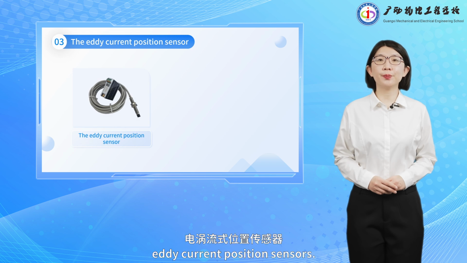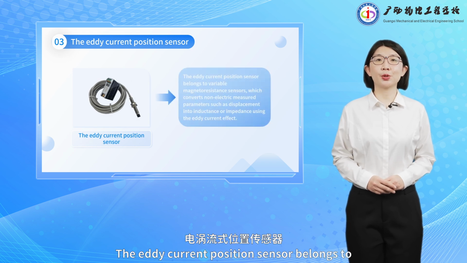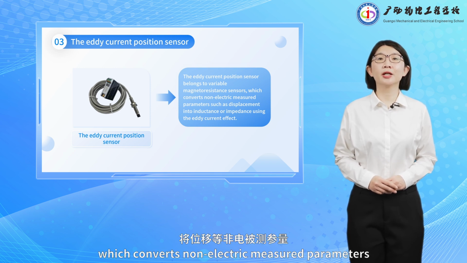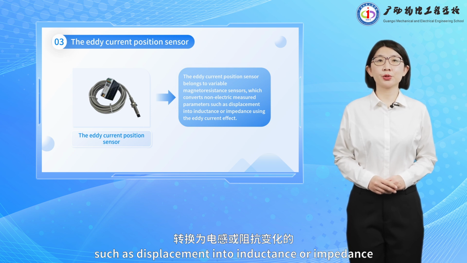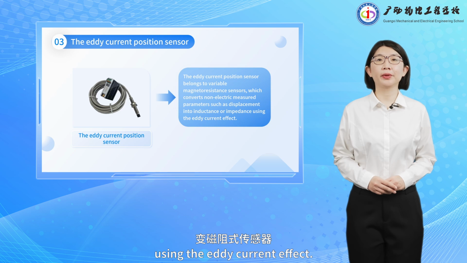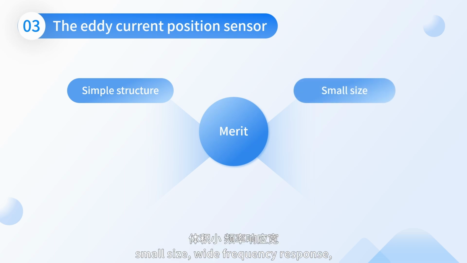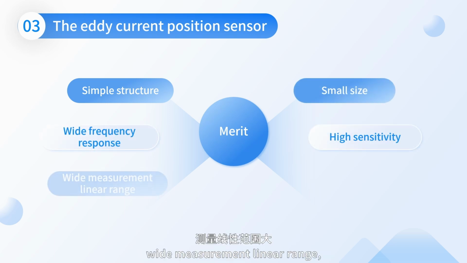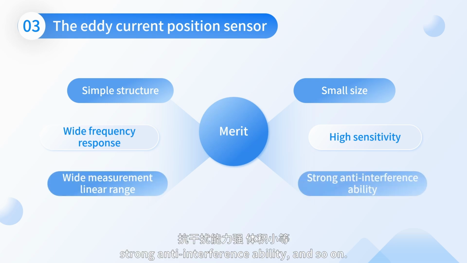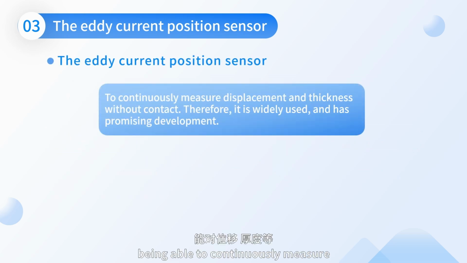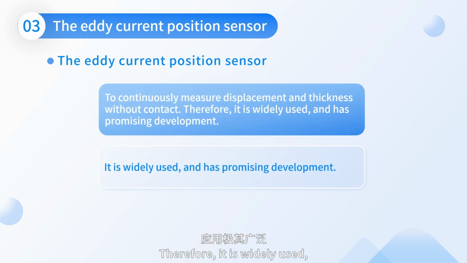Next, we learn about eddy current position sensors. The eddy current position sensor belongs to variable magnetoresistance sensors, which convert non-electric measured parameters such as displacement into inductance or impedance using the eddy current effect. These sensors have simple structure, small size, wide frequency response, high sensitivity, wide measurement linear range, strong anti-interference ability, and so on. Its most prominent characteristic is being able to continuously measure displacement and thickness without contact. Therefore, it is widely used and has promising development.